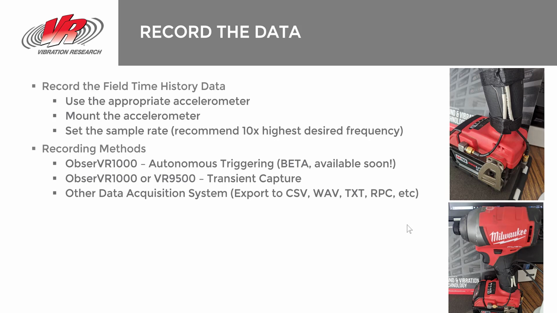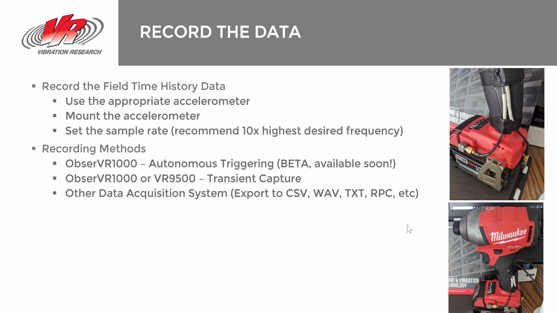For the sake of being a little bit more generic, we are going to actually record the time history with the Observer 1000 as a raw time history, and then we will post-process it in the transient capture software after we've done the acquisition. This is to be able to demonstrate some of the features of the Observer 1000, the autonomous triggering and live analyzer that we expect to release here in the next 4 or 5 weeks, so around June 1, 2020.